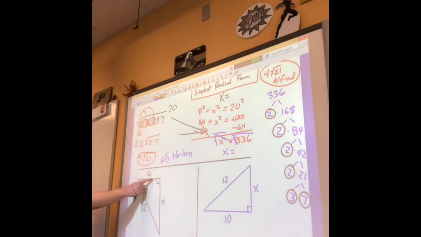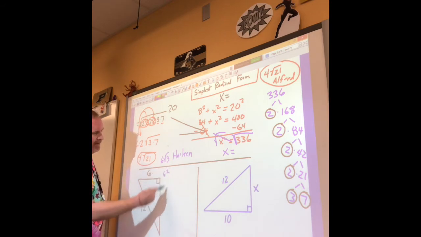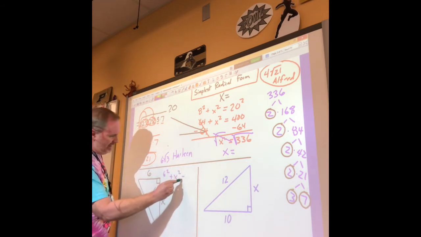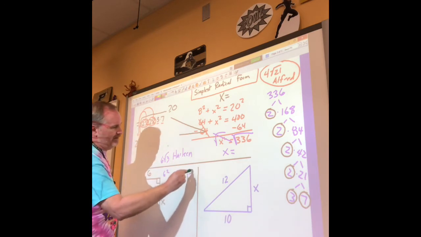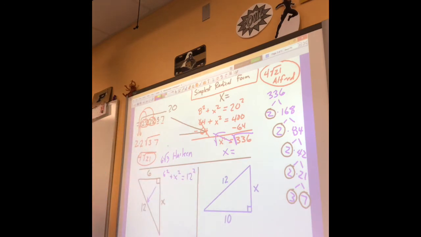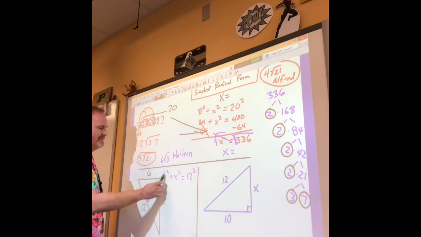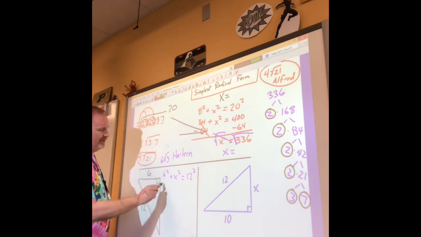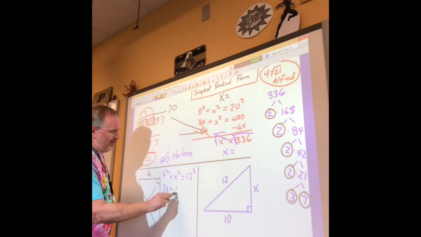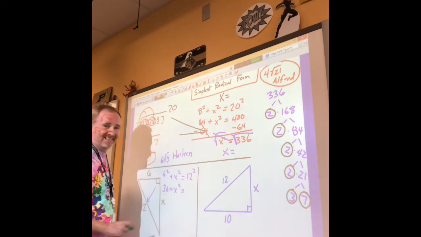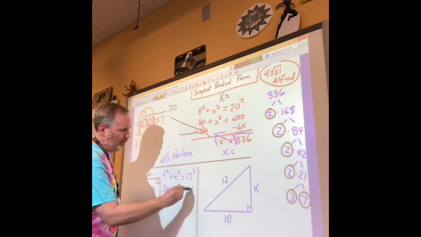We got 6 for a leg. We got a missing leg x, and then of course the hypotenuse is 12. So we're going to say 6 squared plus x squared equals 12 squared. Any questions on that? Hopefully that's what Harleen did. 6 squared is not 12, it's 36. x squared is x squared, and 12 squared is not 24, it's 144.